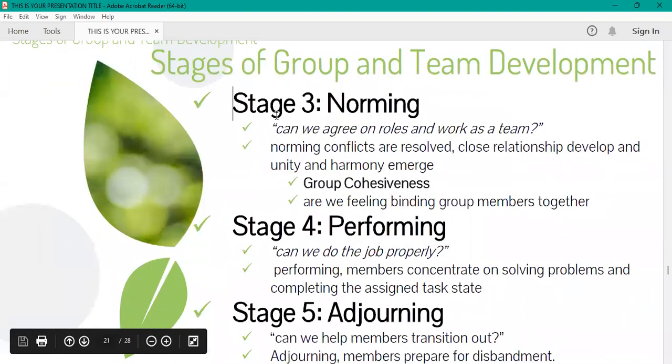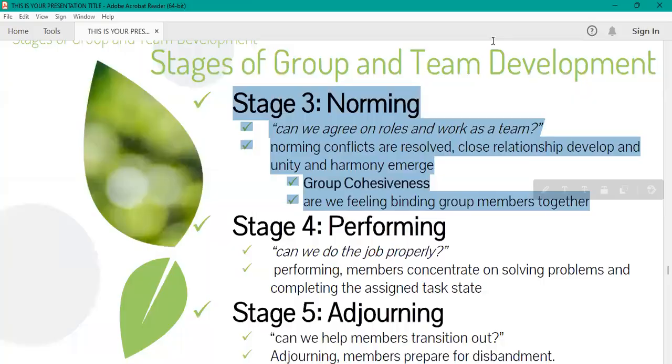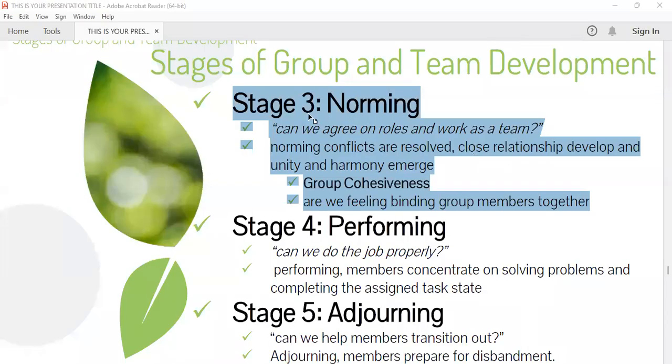How about the third one? The third stage would be: can we agree on rules and work as a team? So that is norming. In norming, conflicts are resolved and close relationships develop. The relationship is all about: can we agree on rules and work as a team? Norming conflicts are resolved, close relationships develop, with unity and harmony. Norming is where the team goals are shared by everyone and there is harmony in the relationships.